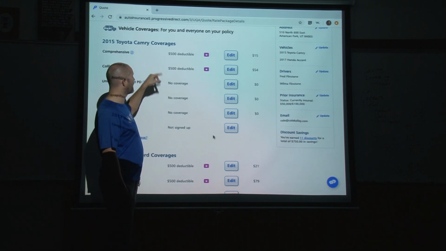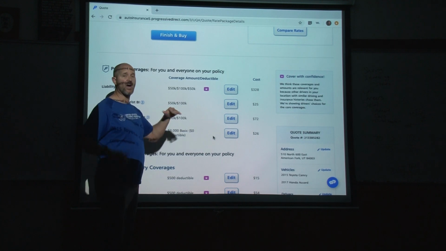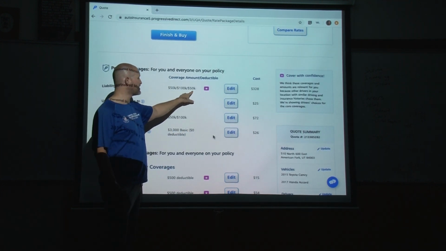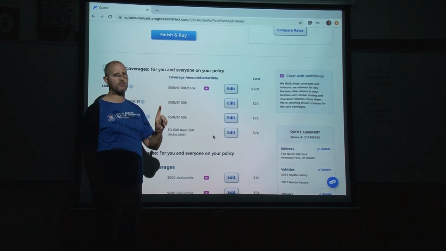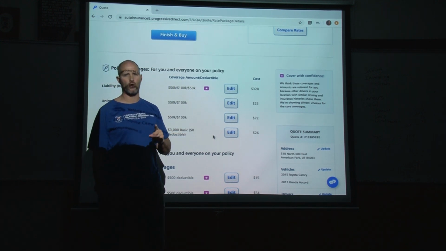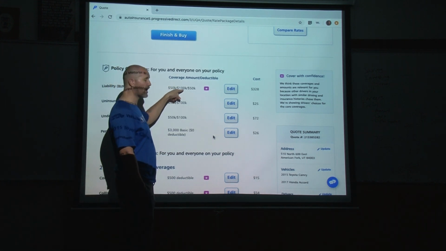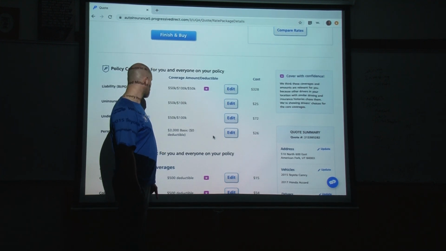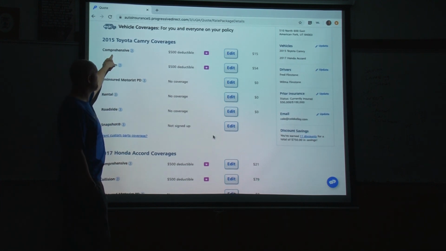Now, on the other one, scroll back up for me, Sadie. On this one, this is coverage amounts. So if we were to change this one from 50, 150 to 100, 200, 100, our premium would go up because we're saying we want you, the insurance company, to cover more if we get in an accident, okay? So you would have higher or more coverage in that scenario, so you would pay more for that, okay? Scroll it back down.